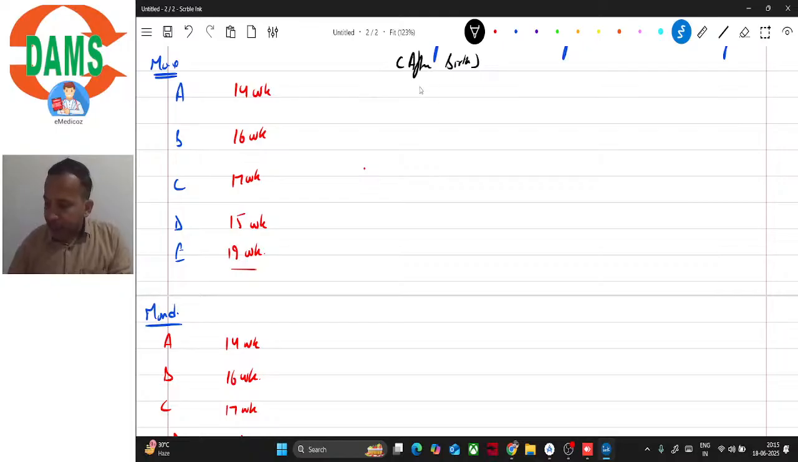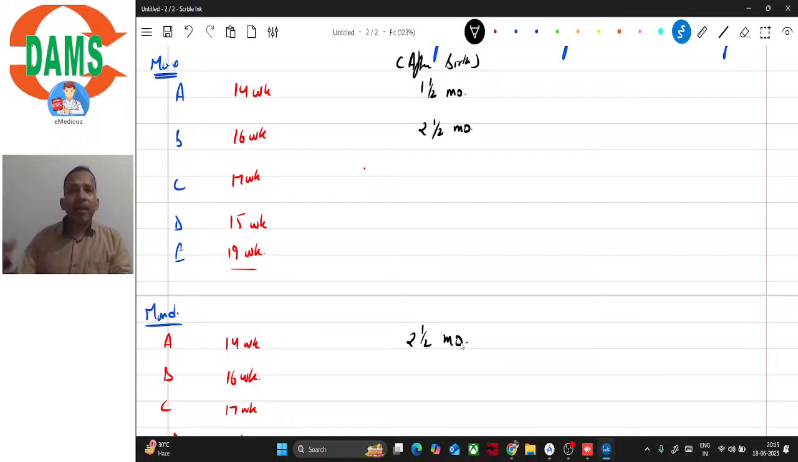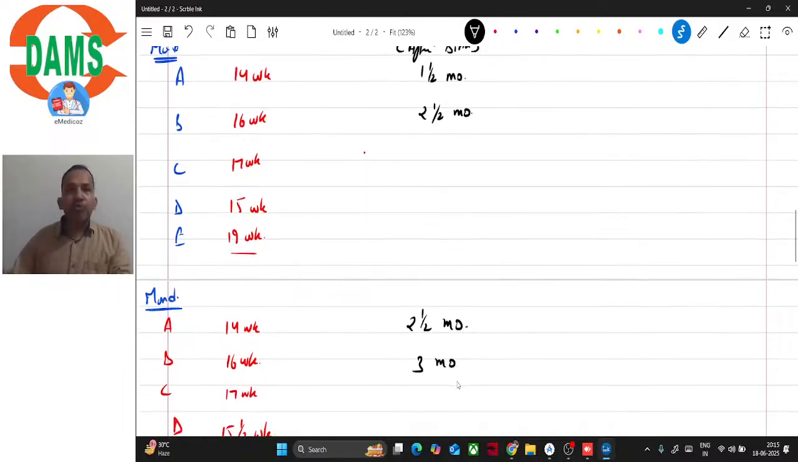The upper central incisor will complete at 1.5 months, right? Lower central incisor and upper lateral incisor, their crowns will both complete at 2.5 months, right? Next is the lower lateral incisor. It would complete at 3 months. So that's 1.5, 2.5, 3.